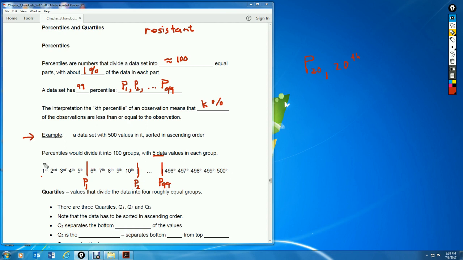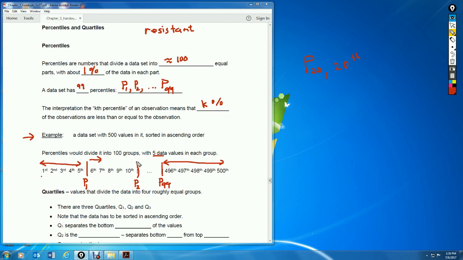Okay? So in other words, down here you have the bottom 1% of the data, and above it you have the top 99% of the data. Or you could think of it like this: the values on the top here are the top 1% of the data, and below it you have the bottom 99% of the data. Okay.